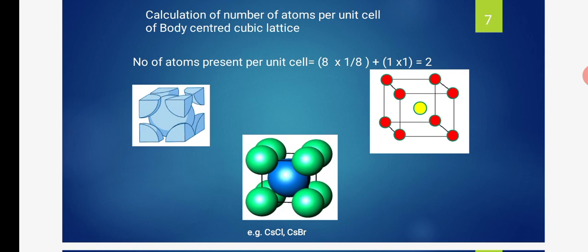Here there are 8 corners, shown by red spheres, and a yellow sphere at the center. See the calculation. Number of atoms present per unit cell is equal to 8 into 1 by 8, meaning 8 corners, and at each corner 1/8 part is contributed, plus 1 atom at the center. So 1 into 1, it will be 2. So totally 2 atoms are contributed for body centered cube.